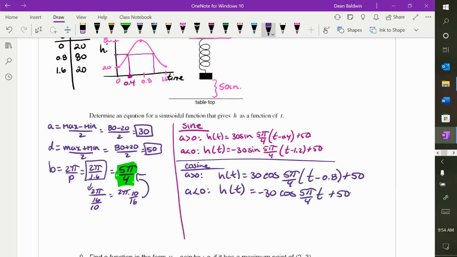There you go. Your C value is 0, right? Because your minimum is right at the origin. I don't care which one you give me. To me, cosine makes a little more sense. How's that?